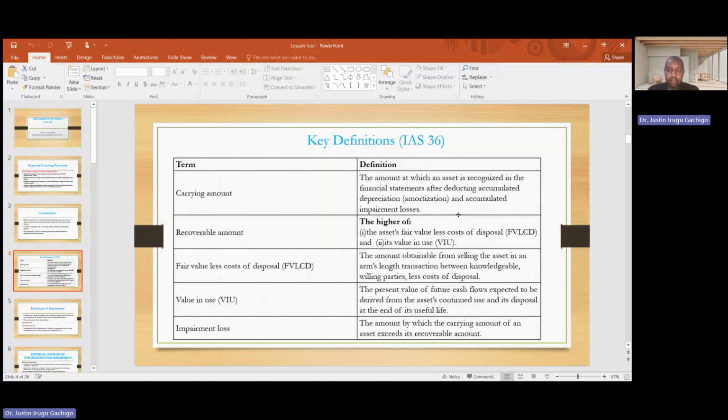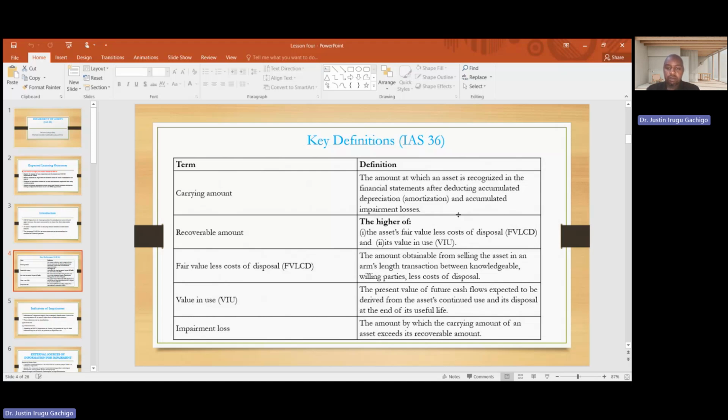Value in use is the present value of future cash flow expected to be derived from an asset's continued use, and its disposal at the end of its useful life. Let's say you have bought a matatu. That matatu can generate 5 million in 3 years' time. So how much is 5 million worth today? That is what we call the present value. You are getting today the amount the bus can generate in 3 years.